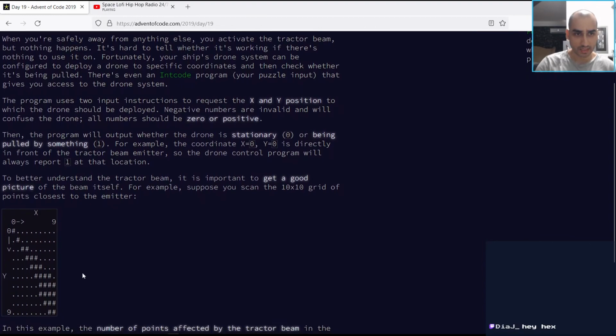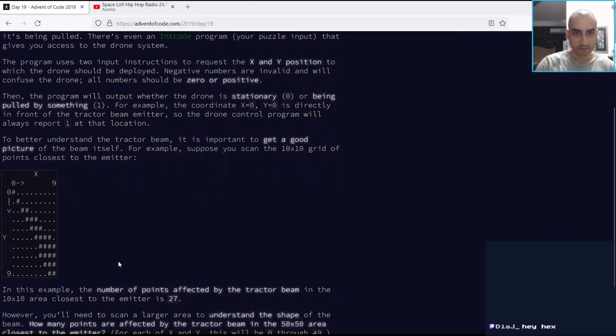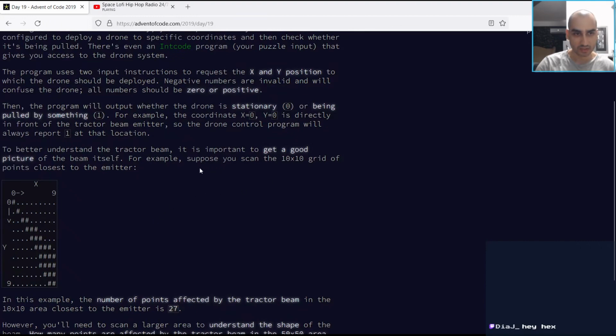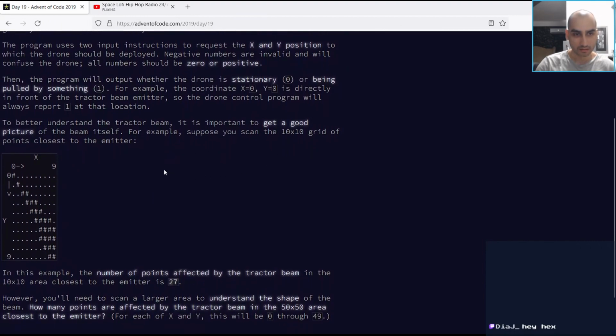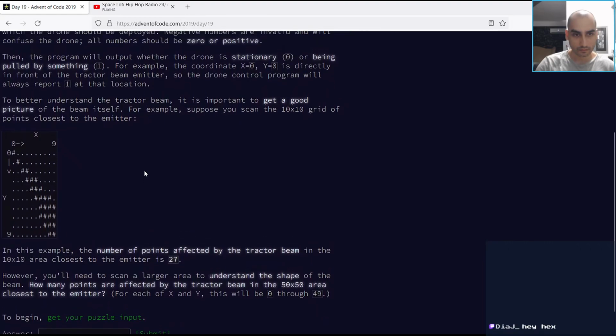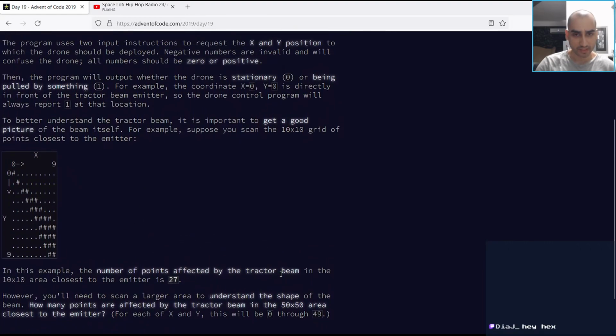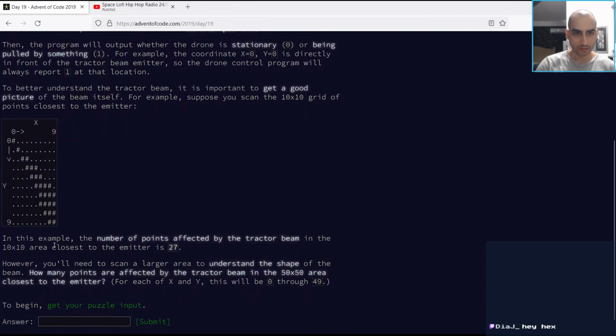It is important to get a good picture of the beam itself. For example, suppose you scan the 10x10 grid of points closest to the emitter. In this example, the number of points affected by the tractor beam in the 10x10 area closest to the emitter is 27. Hello, DJ. However, you'll need to scan a larger area to understand the shape of the beam. How many points are affected by the tractor beam in the 50x50 area closest to the emitter?